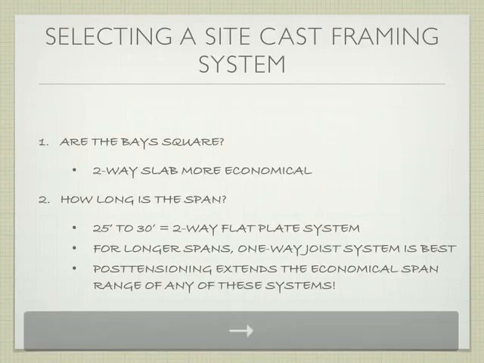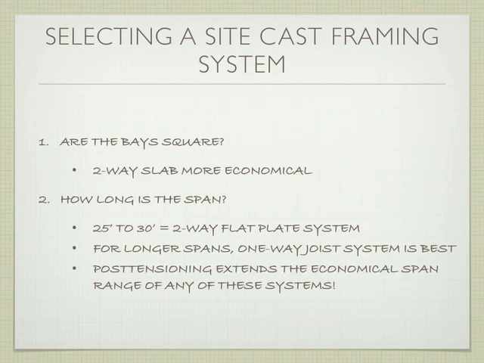Okay? So in terms of selecting which site cast framing method to pick, the first thing you need to ask yourself is, are the bays square or not? By bay, I mean the distance between the supporting lines. If we have a long rectangular bay, that's two parallel lines of support. It's going to be a one-way system. If we have a square, four columns that appear on a square, those are going to be a two-way slab system.